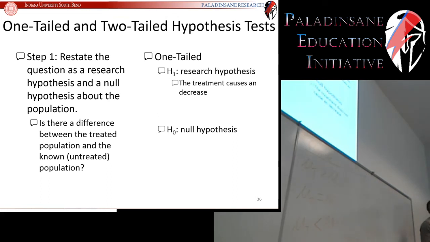Null hypothesis, complete opposite. Treatment does everything else. Treatment does not cause a decrease.